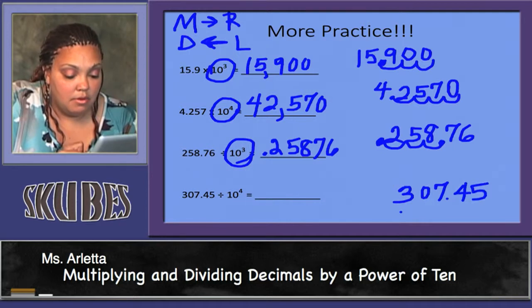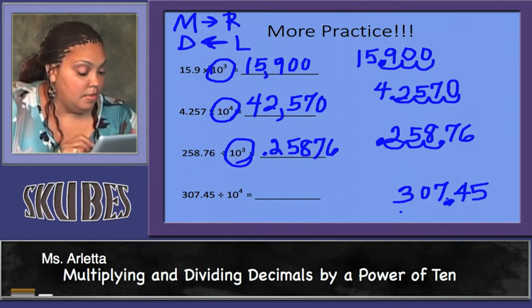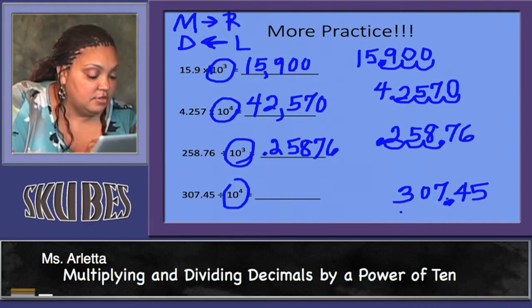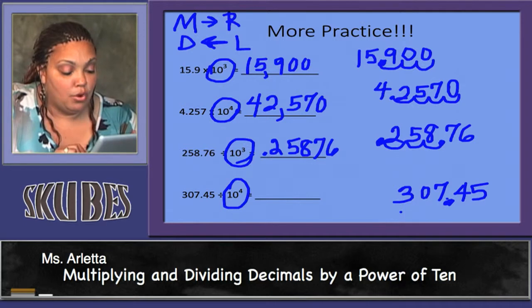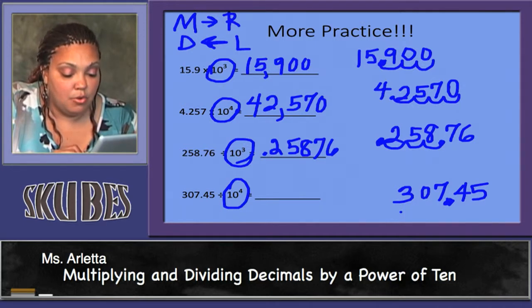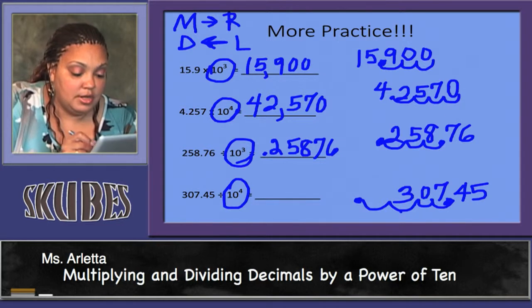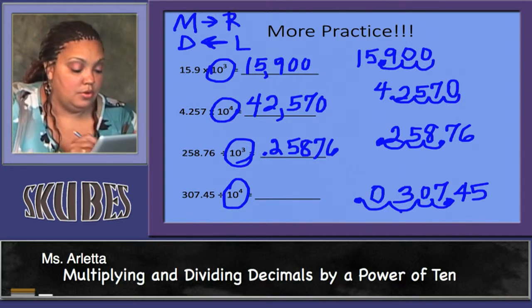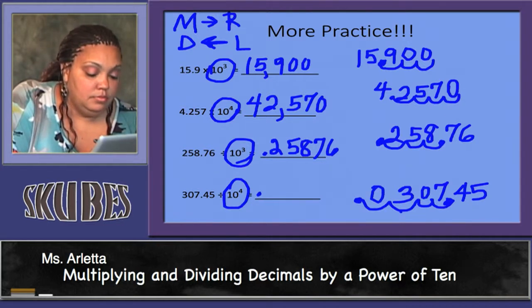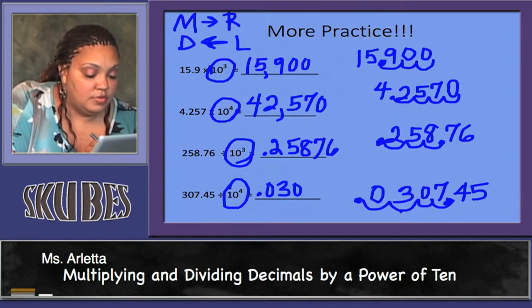307.45. I notice that it is a division symbol and our exponent is 10 to the 4th. So our exponent is 4. We're going to go to the left 4 spaces. Start at our decimal point and move over 4. 1, 2, 3, and 4. I see 1 decimal placeholder. So your answer is 0.030745.